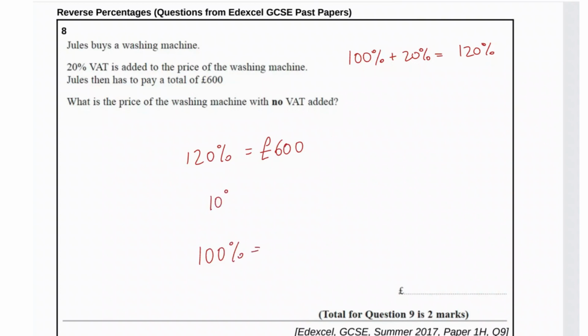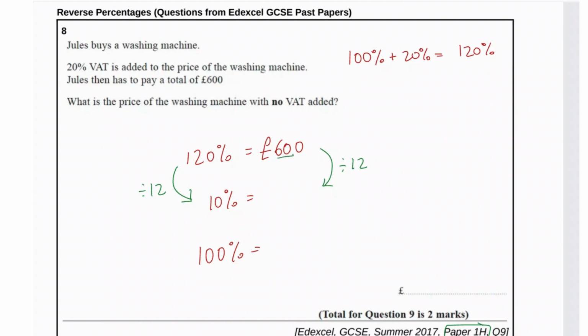If there was no VAT on, you'd only pay 100%. So we can go to 10%. It doesn't matter. We could go to 1% here. It always feels nicer to go to 10%. And actually, this is a non-calculator question. It's from paper 1, higher paper 1. So we would have to do this without a calculator. So we would have to do 600 divided by 12.